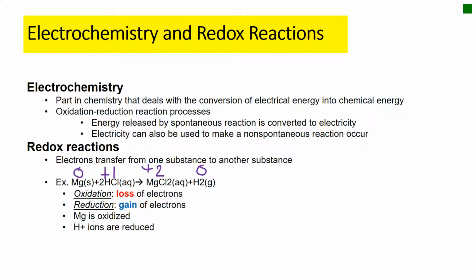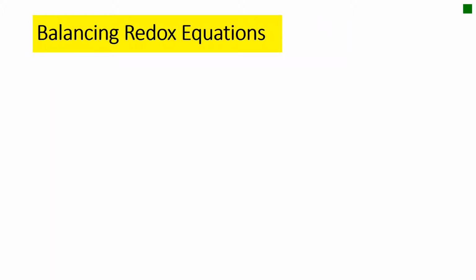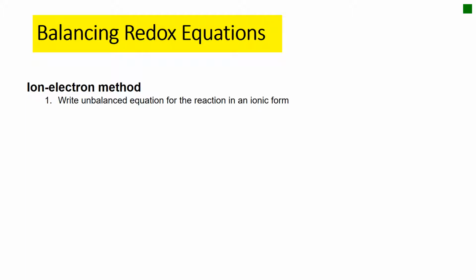So oxidation means that there is a loss of electrons, and reduction means that there is a gain of electrons. So magnesium is going to be oxidized and hydrogen ions are reduced. Next, we are going to discuss how redox equations are balanced by using the ion-electron method. Our first step is to write the unbalanced equation for the reaction in ionic form. So it is going to be the following.